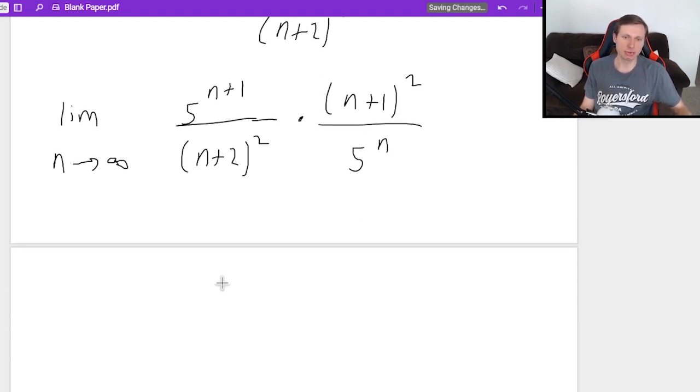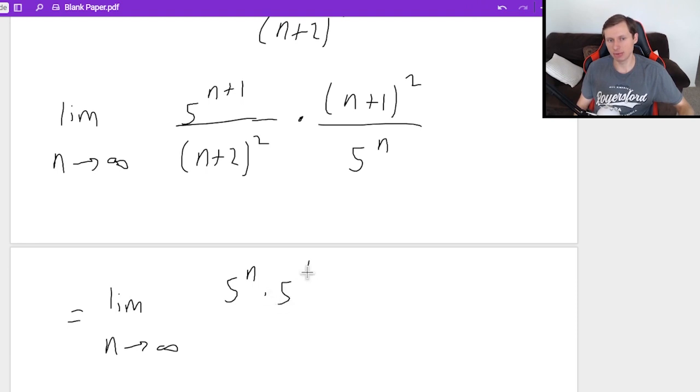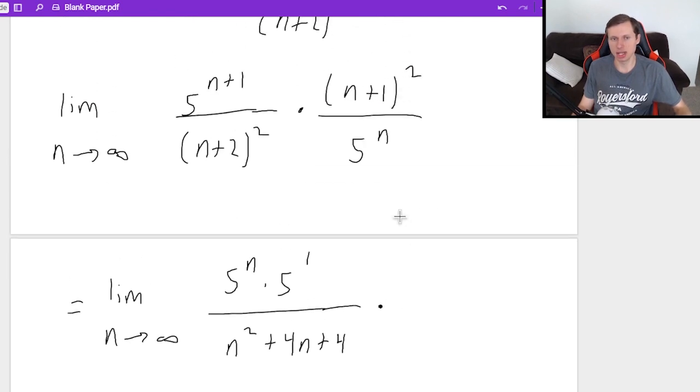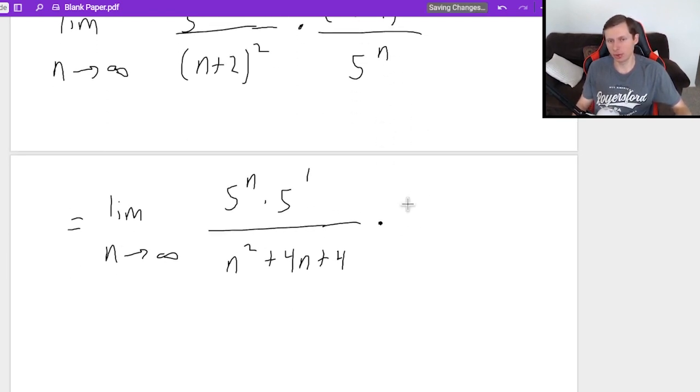So now let's talk about simplifying this. For the numerator, 5 to the n plus 1, we're going to do the same trick we did before. It's 5 to the n times 5 to the first. Easy peasy. In the denominator, n plus 2 squared. I don't actually have to FOIL that, but I will for you because I like you so much. N plus 2 squared is n squared plus 4n plus 4. And then that is times n plus 1 squared, again I'll FOIL that out, n squared plus 2n plus 1 divided by 5 to the n.